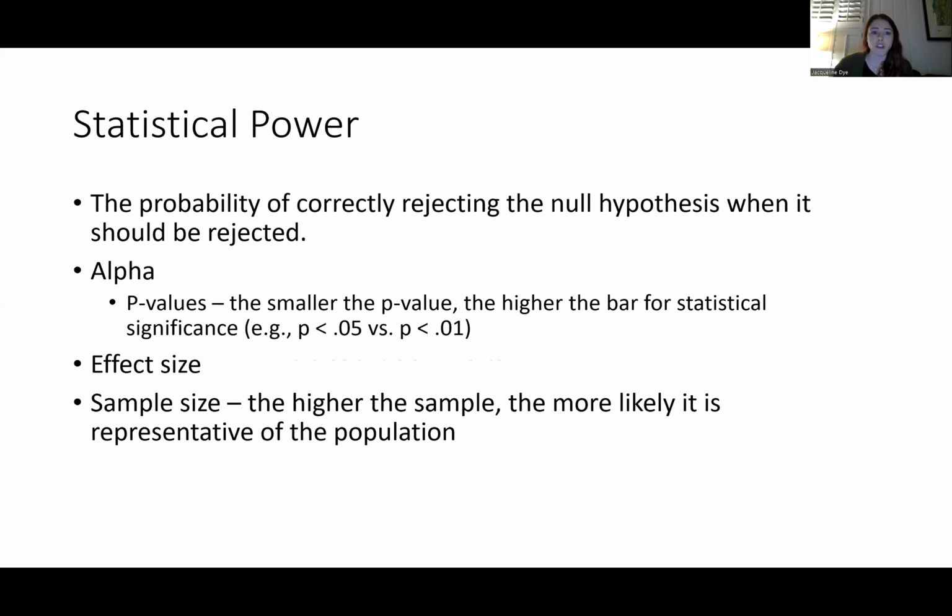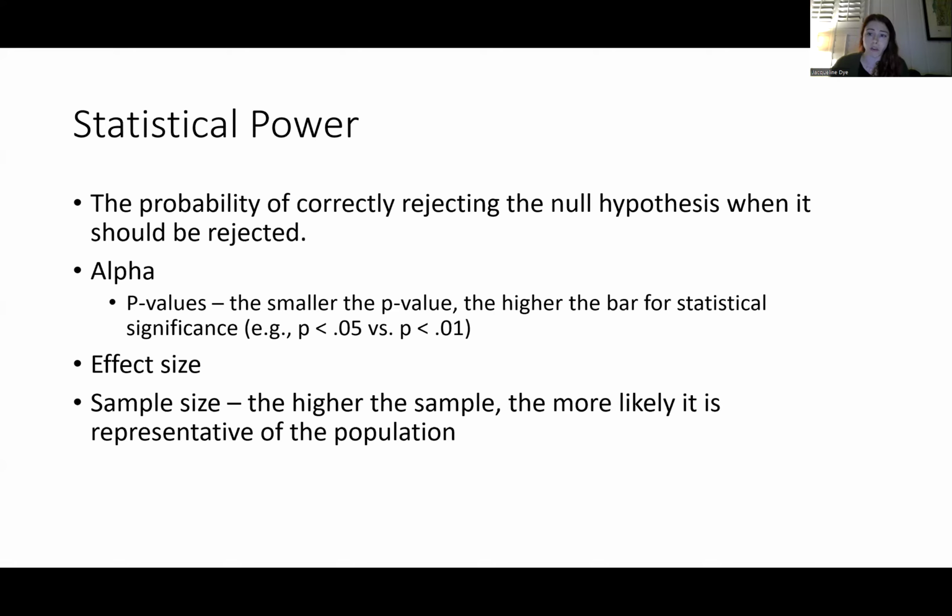Then we have this idea of statistical power. Statistical power refers to the probability of correctly rejecting the null hypothesis when it should be rejected. So getting it right, basically. And there's a few different factors that play into statistical power. So we have alpha. These are p-values. Basically, the smaller the p-value, the higher the bar for statistical significance. So for example, you'll see in research studies, p is less than 0.05, which is a pretty standard test that's used for significance.